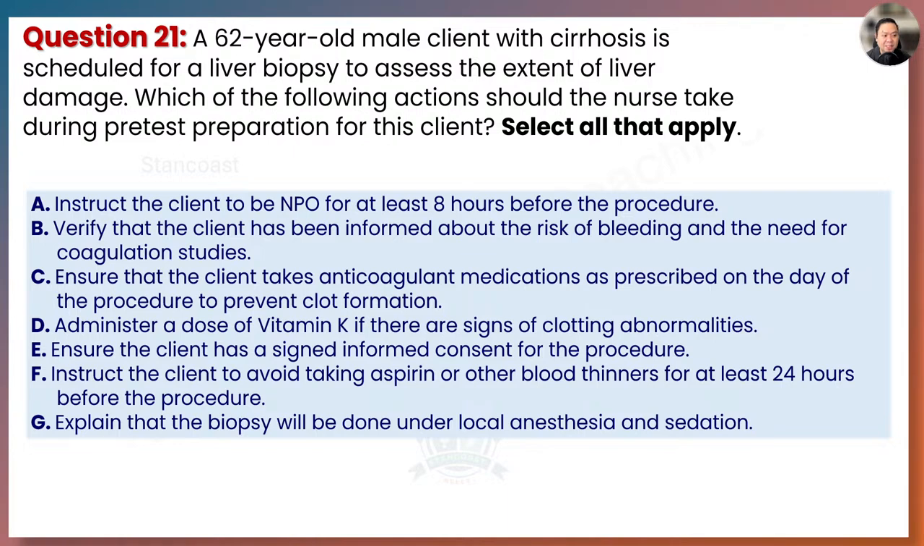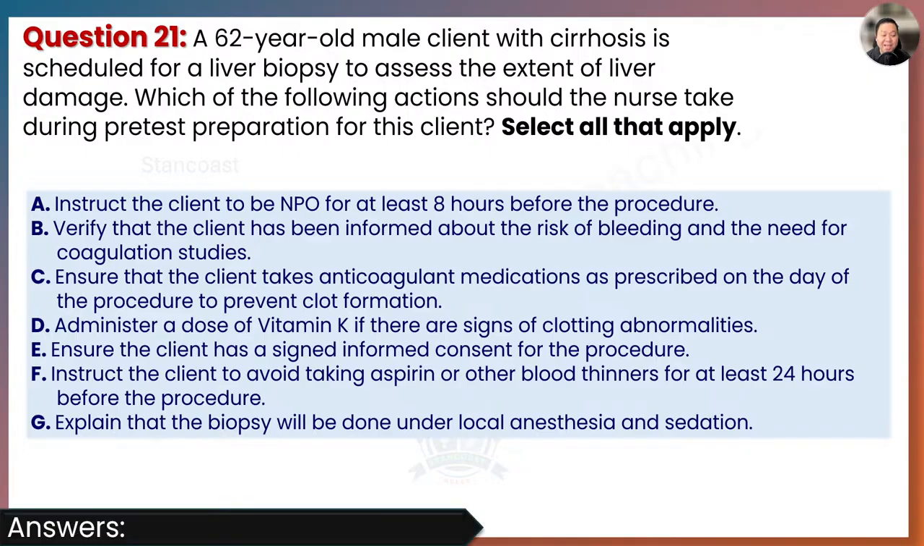B, verify that the client has been informed about the risks of bleeding and the need for coagulation studies. C, ensure that the client takes anticoagulant medications as prescribed on the day of the procedure to prevent clot formation. D, administer a dose of vitamin K if there are signs of clotting abnormalities. E, ensure the client has a signed informed consent for the procedure. F, instruct the client to avoid taking aspirin or other blood thinners for at least 24 hours before the procedure. G, explain that the biopsy will be done under local anesthesia and sedation. The answers are letters A, B, E, and G.